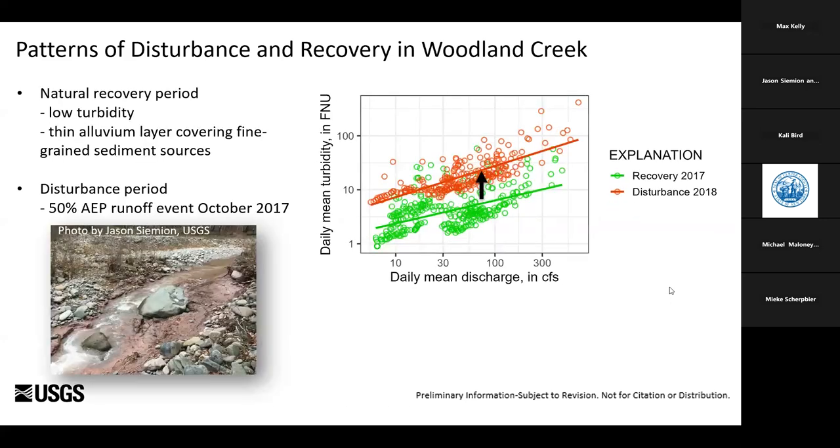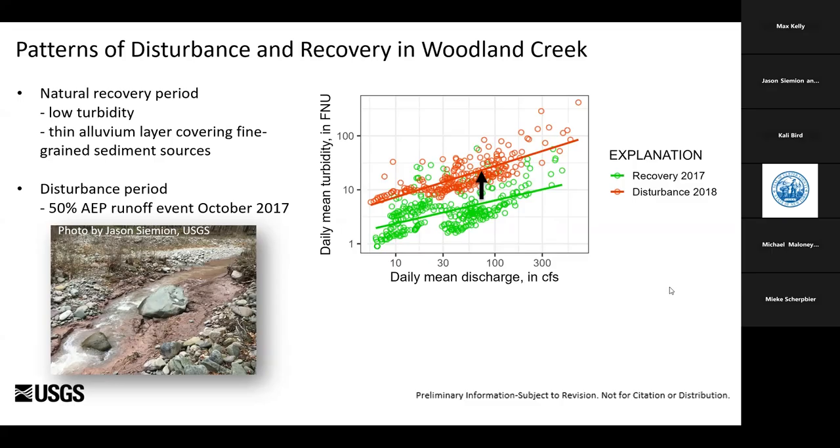So same setup here with the plots for Woodland Creek, but the difference here is that we're starting with a recovery period. So in 2017, we had a period of what I would consider to be natural recovery, very low turbidity values. However, we do know that there were a lot of fine-grained sediment sources in this watershed. They were all covered with a very thin layer of alluvium.